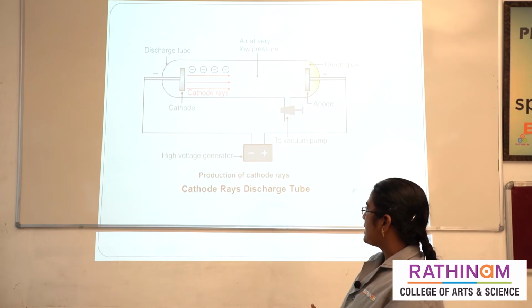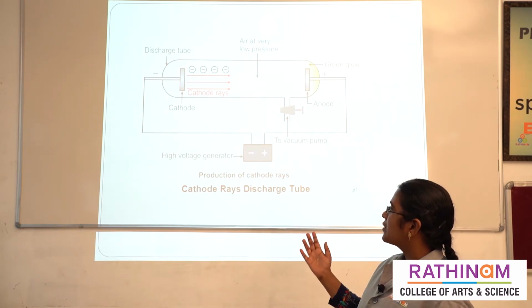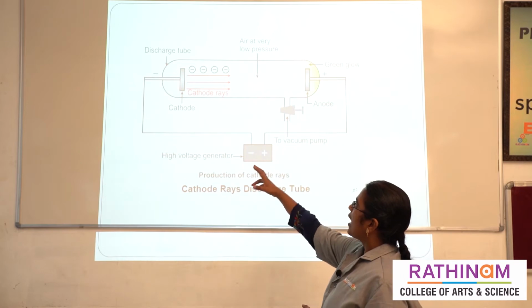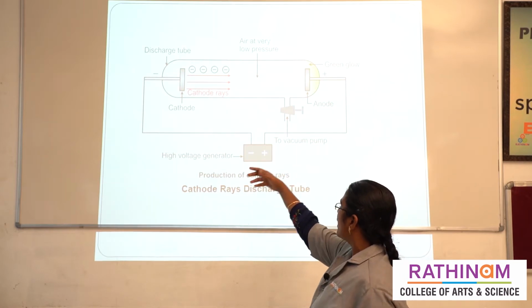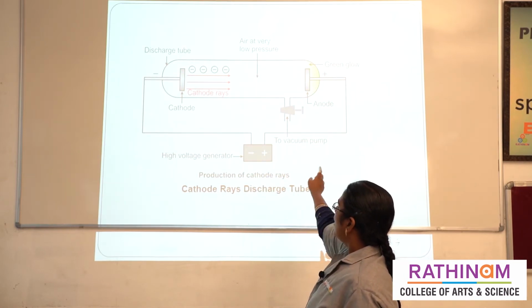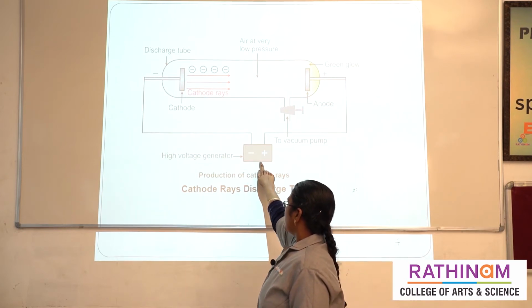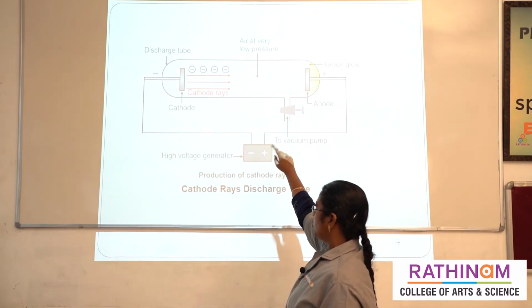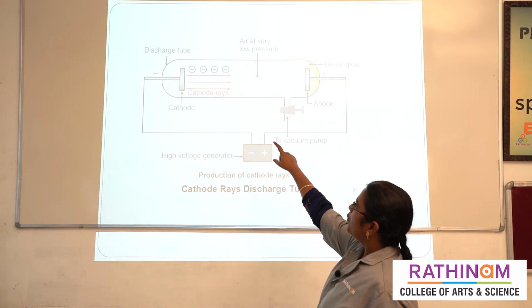And this is the production of cathode rays. Using a gas discharge tube, we can produce cathode rays. In this circuit, we have two terminals. The first one is a cathode and the other one is an anode. We supply a high voltage generator, giving a high potential to these two terminals, and it will automatically produce the cathode rays.